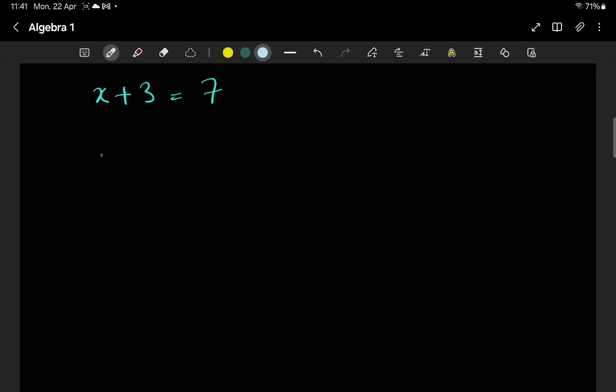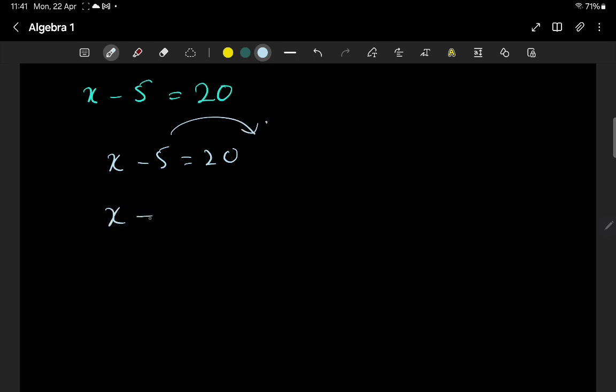Let's see more questions. Plus 3 goes there, so it becomes minus, so 7 minus 3, so x equals 4. Next, x minus 5 equals 20. I send 5 to the other side, and then 20 plus 5, so x equals 25.